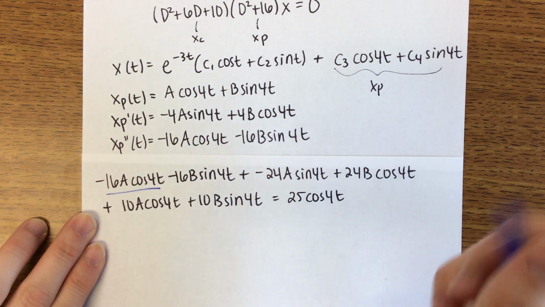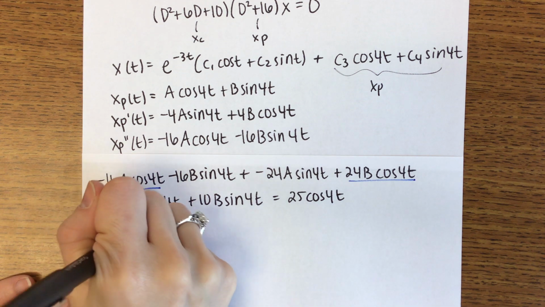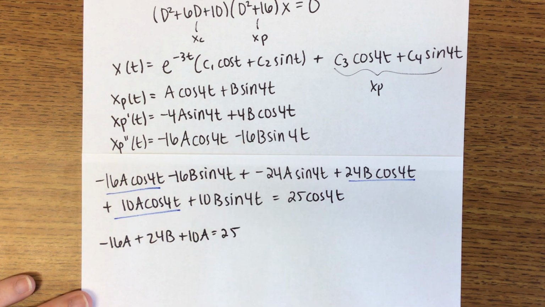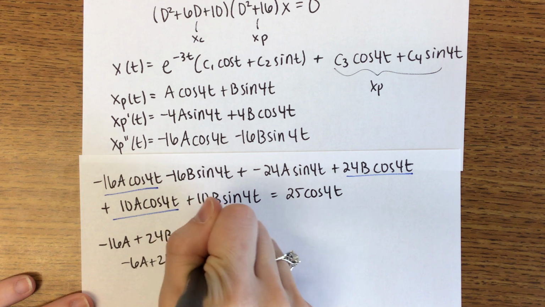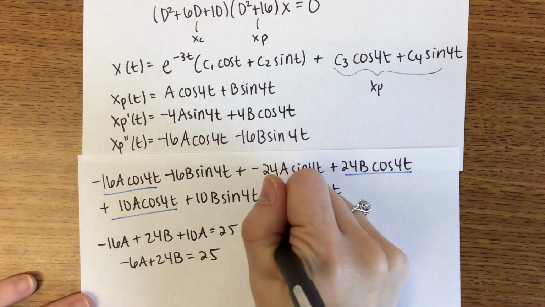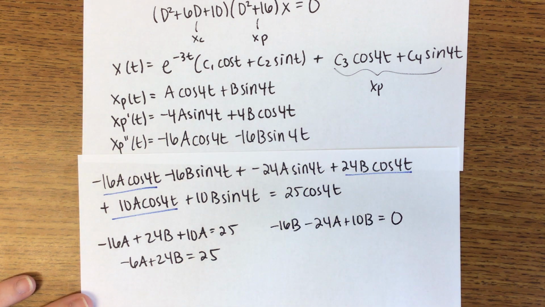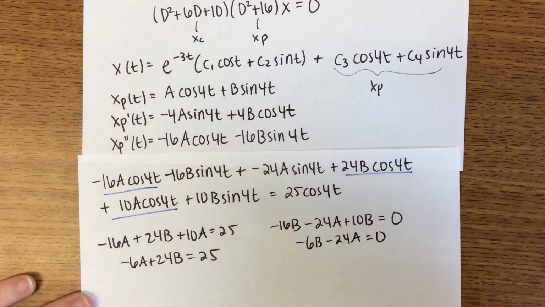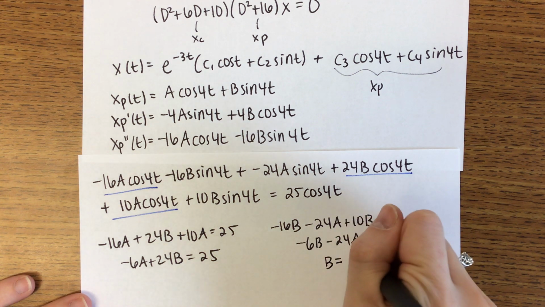Okay, if we start with the cosines, we have that cosine, and that cosine. So we get negative 16a plus 24b plus 10a is equal to 25. So negative 6a plus 24b is equal to 25. If we look at our sines, we get negative 16b minus 24a plus 10b is equal to 0. So negative 6b minus 24a equals 0. Okay, so we have a system. If I solve for b, b is equal to negative 4a.